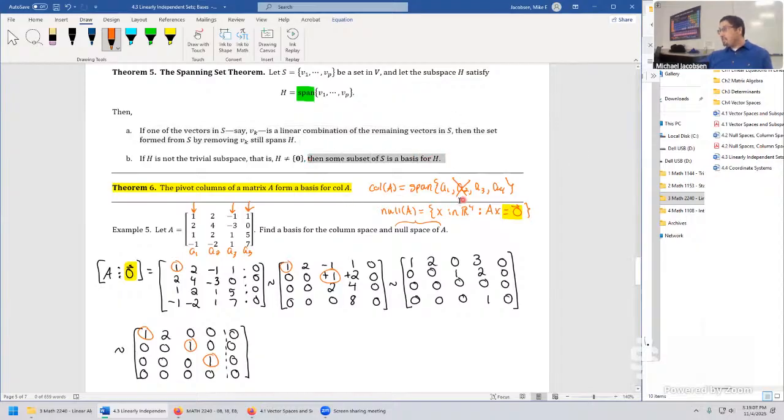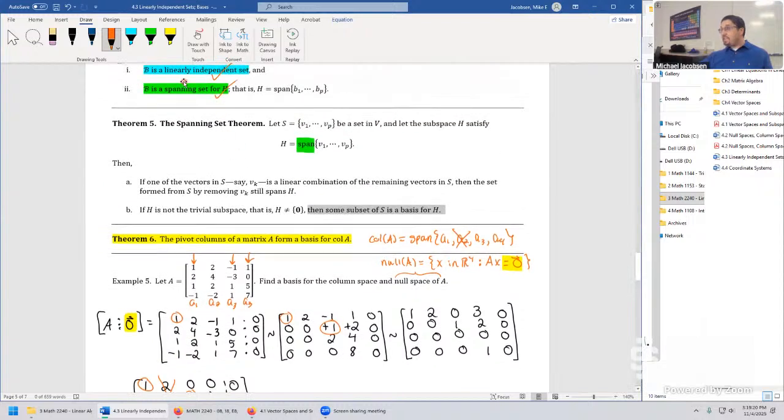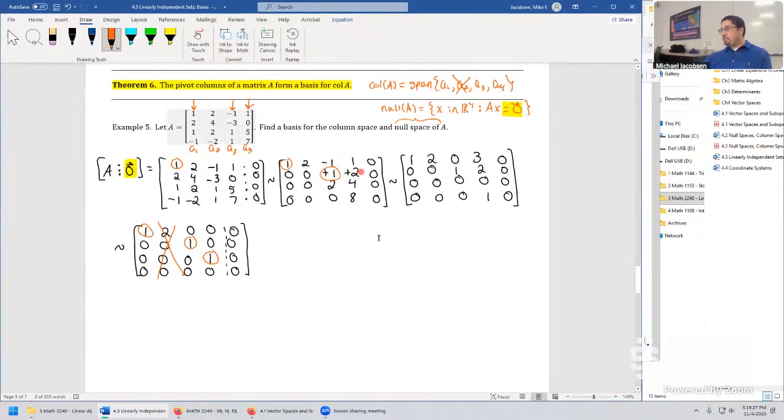Now there's a subset of this set right here, A1, A3, A4. It is a basis. Because if we just delete this column, we're left with a matrix that has a pivot in every single column, forcing linear independence. So that's how we get the basis through the spanning set theorem. But really, it's just what theorem 6 is saying as one overall punchline. Gather together the pivot columns in this matrix A, and you have a basis for the column space just automatically.